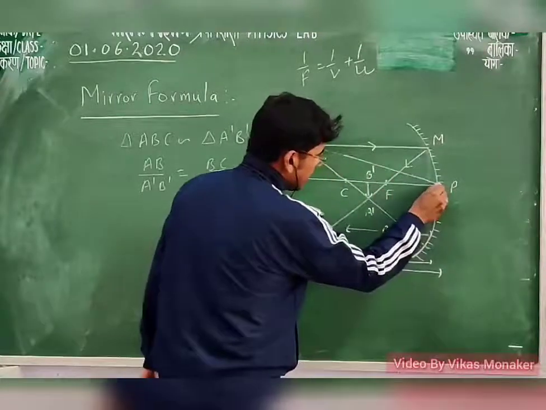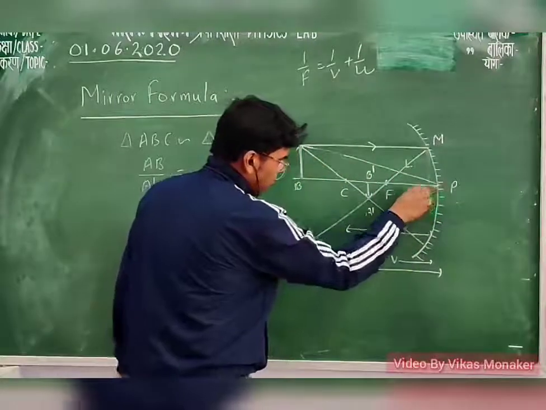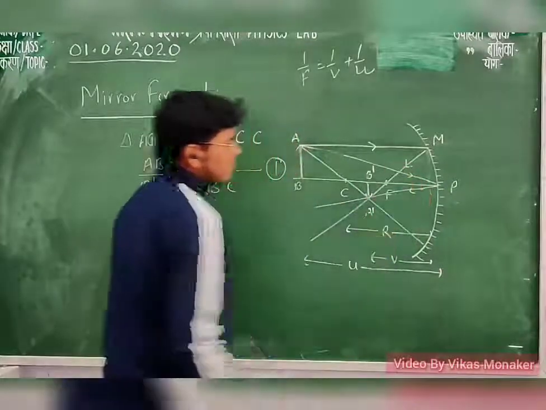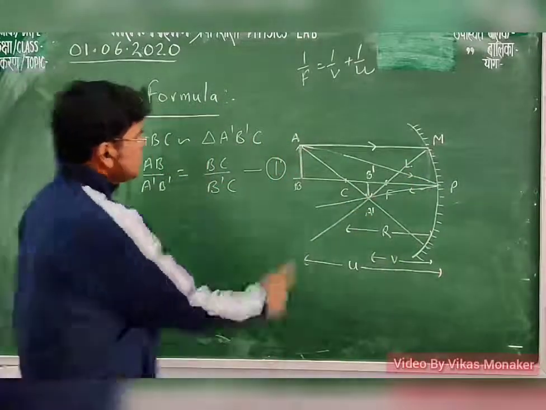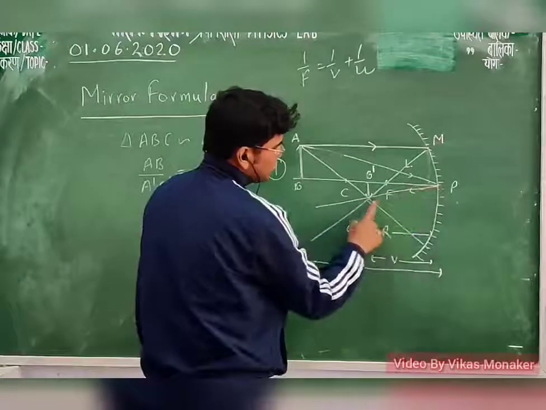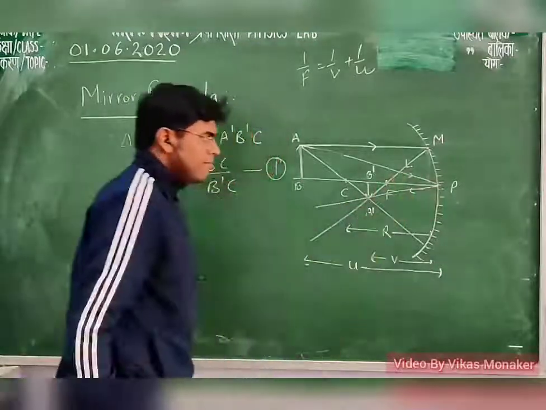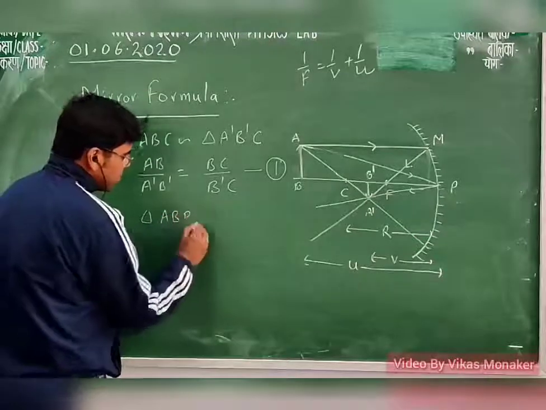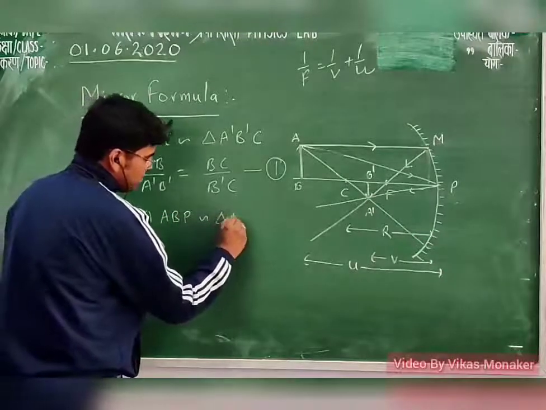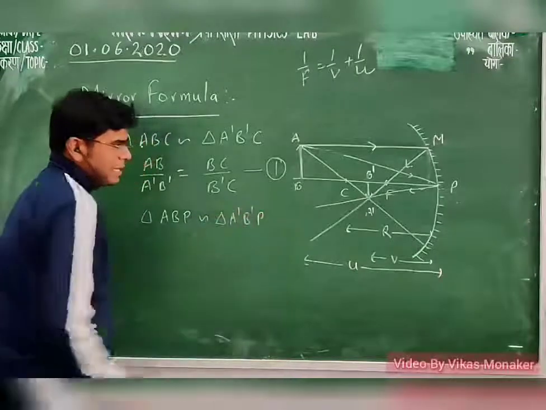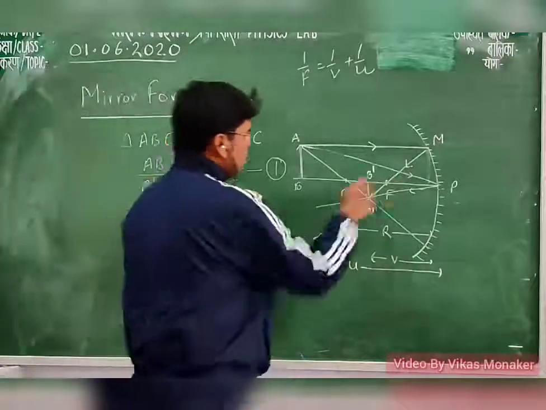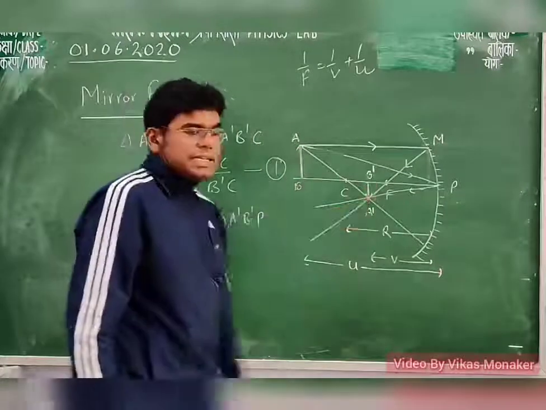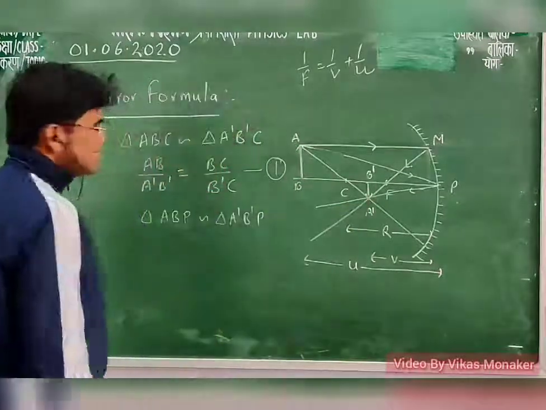Okay. This is the incident ray and then we will pass through this. So this triangle ABP is also similar to triangle A'B'B, because these angles are equal. And this angle, ABP and A'B'B, is 90 degrees each. So these triangles are similar.